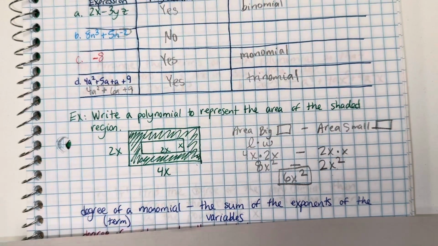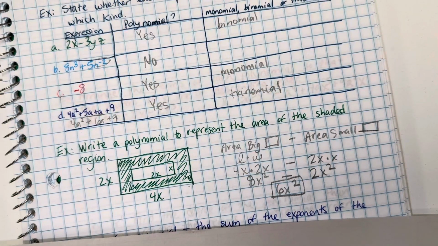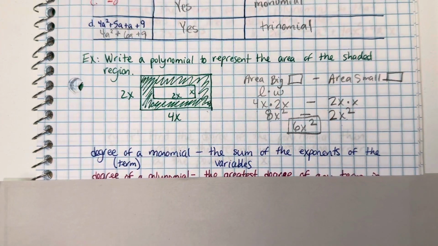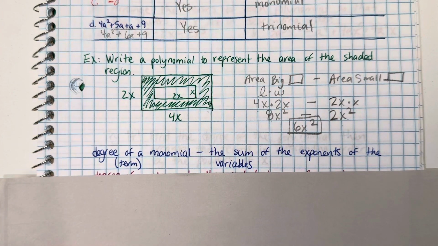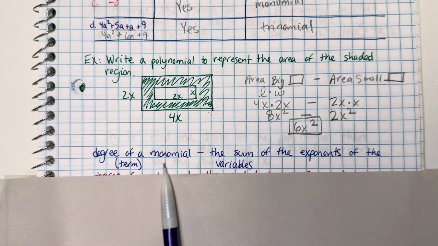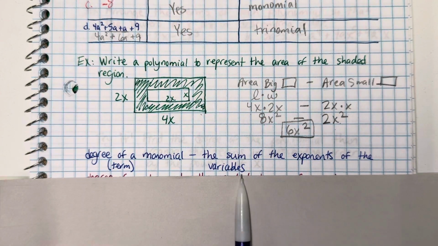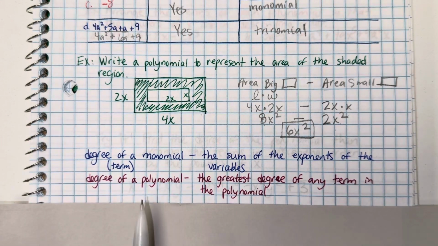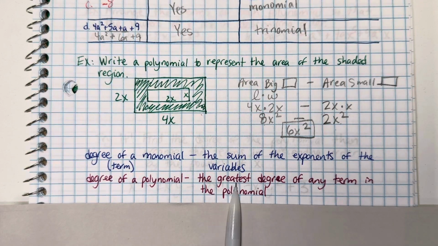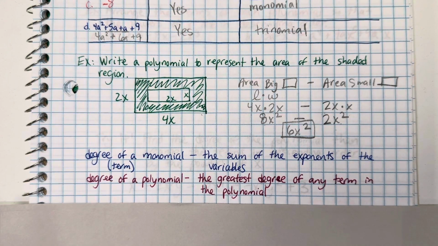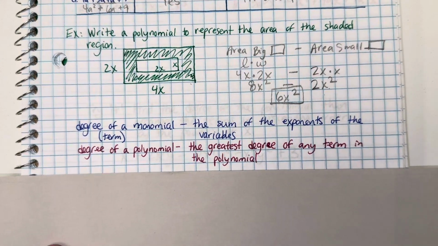All right. Next, we're going to talk about the degree of our monomial and our polynomial. So the degree of a monomial, or the degree of a term, is the sum of the exponents of the variables. The degree of the whole polynomial is the greatest degree of any term in the polynomial. So let's do some examples to find what the degree of our monomials are and the degree of our polynomials are.